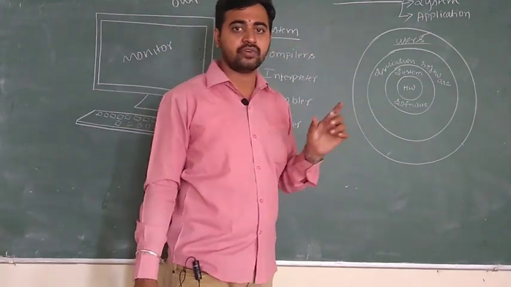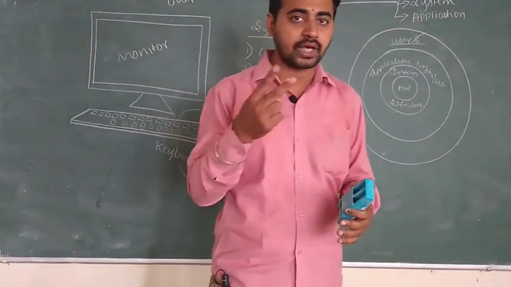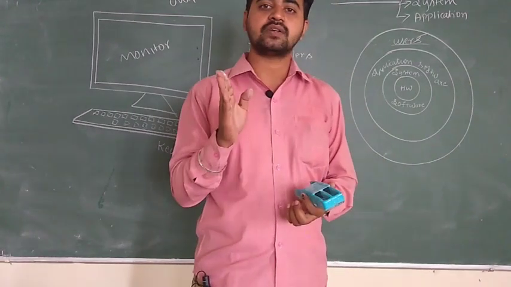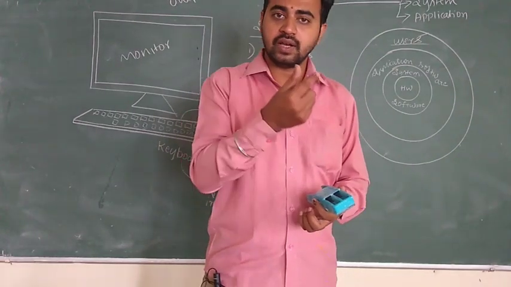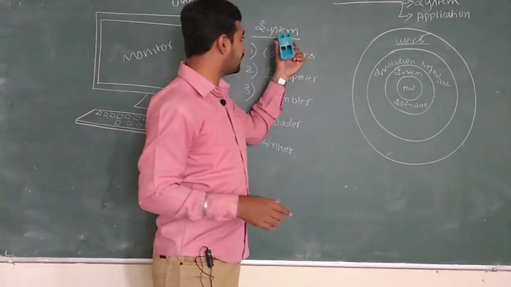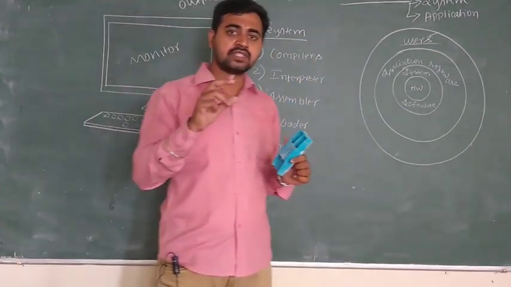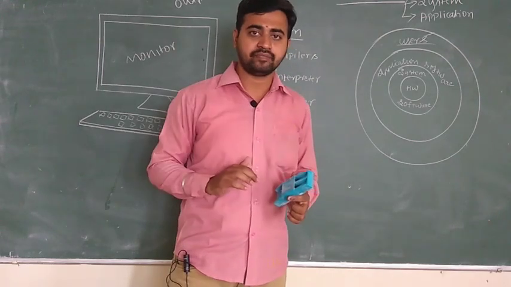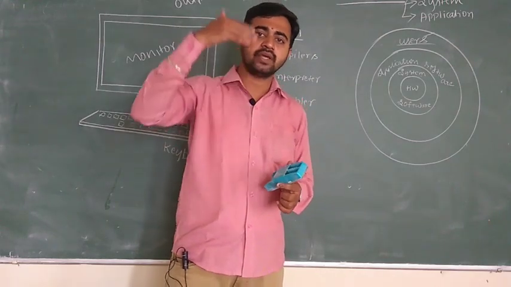So at first, software is divided into how many types? 2 types. What are those? Application software and system software. So we are learning system software at first. System software is a software which is designed to access hardware, which means it is working only on a system oriented environment.